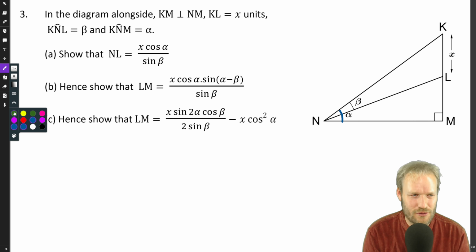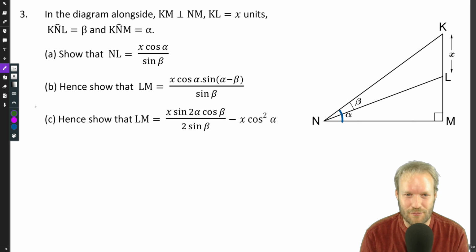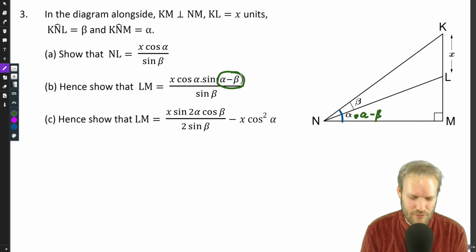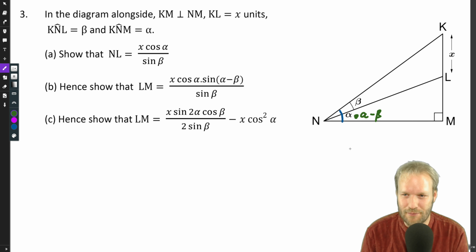So maybe we just want to fill in some other bits in the diagram because there's so much that we're going to do, and there's an alpha minus beta and all sorts going on here. So if this whole angle here is alpha and this little part is beta, then this little part here is the big angle minus the small angle. Okay, so it may or may not be useful, but I'm kind of preempting that there's an alpha minus beta there. So hey, this means we could work in this little triangle NLM.